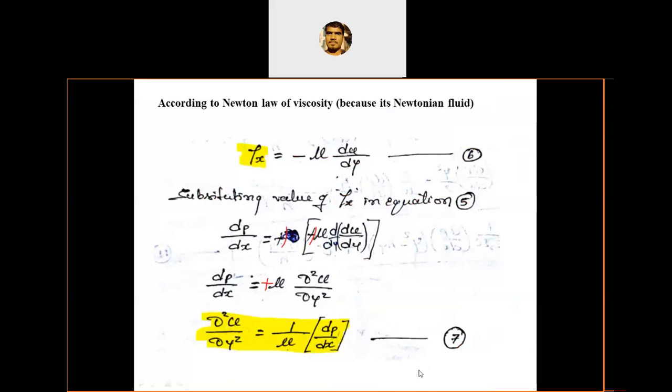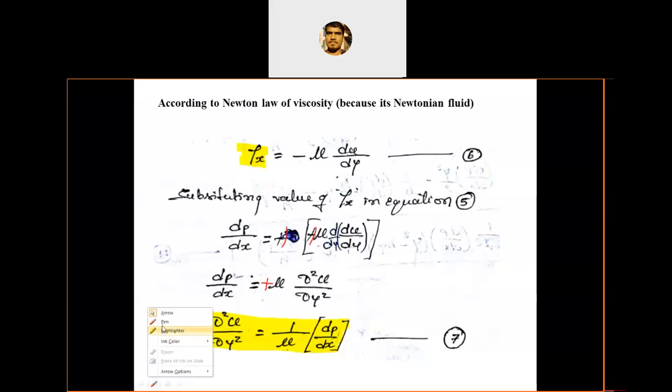Next, we also made one more assumption. The fluid is a Newtonian fluid, which means whatever fluid we are using follows Newton's law of viscosity. Then the fluid is called a Newtonian fluid. So according to that, this is the equation.